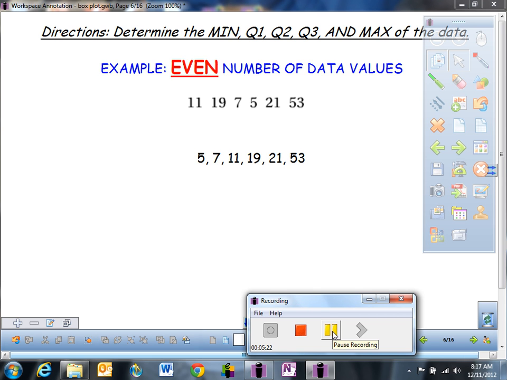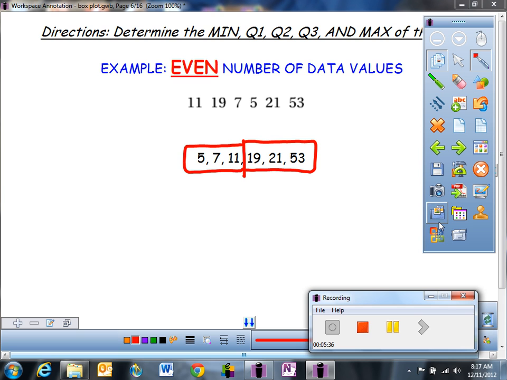Here's an even number of data values. So again, I ordered them already. So we need to find the median. First we'll count our numbers. I see 6 numbers, so the middle of 6 is going to be 3. So this is what my belt would look like.